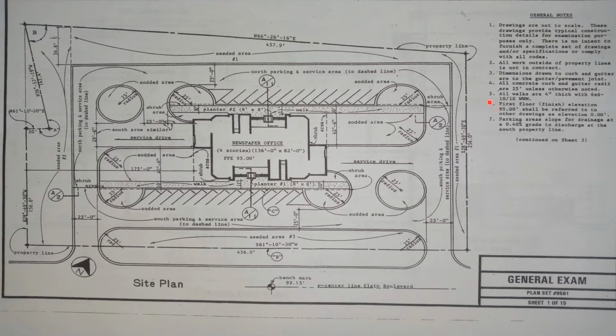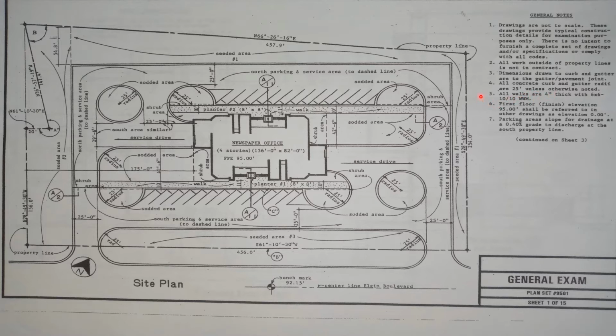Let's look at the rest of these notes before we go on. Number 5: all walks are 4 inches thick with 6 by 6, 10/10 WWM. What is 6 by 6, 10/10 WWM? Well, that's welded wire mesh, and the 6 by 6, 10/10 is how far apart the wires are in that welded wire mesh.